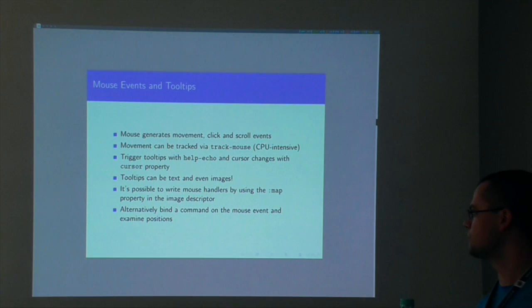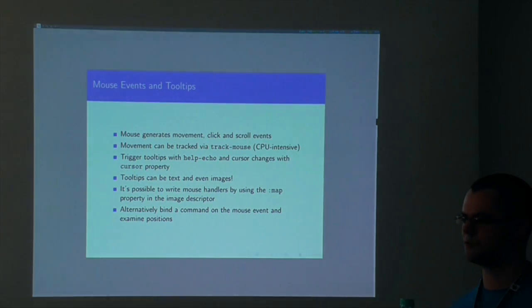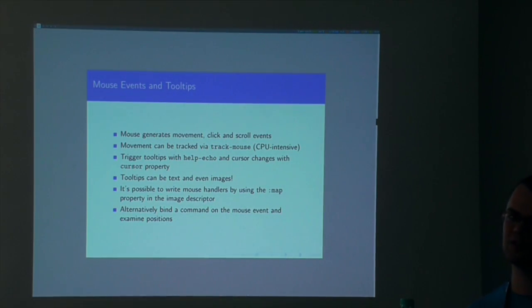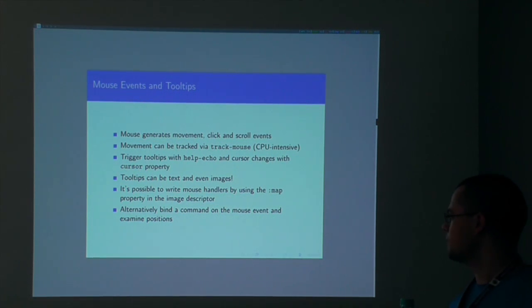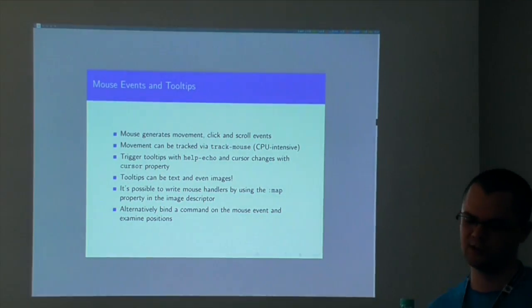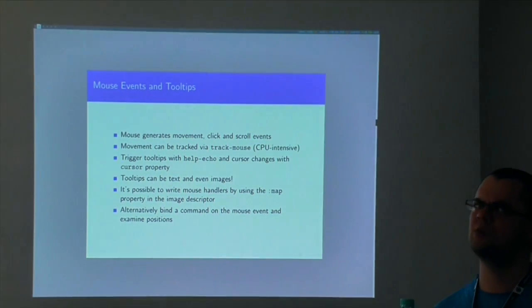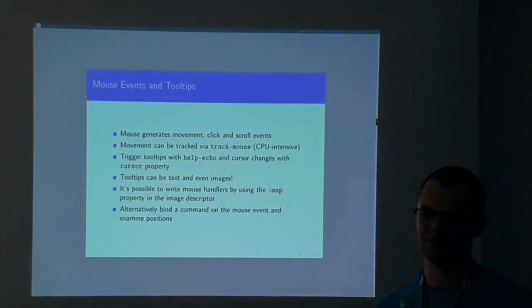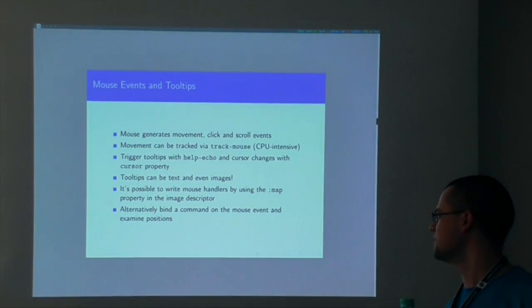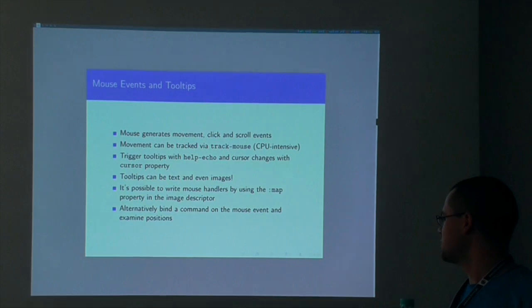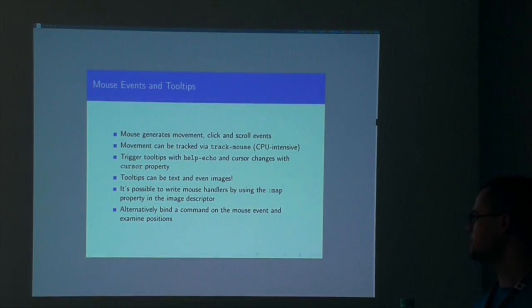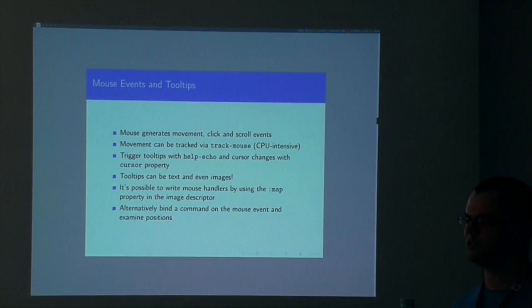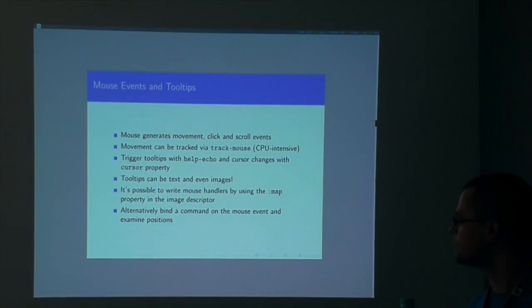Tooltips can be images, as mentioned before, but of course text, which is what they most of the time are. It is possible to write a mouse handler if you use the map property in the image descriptor. This means that if you hover over special parts of the image and click on them, you can run different code depending on where you've clicked. Maybe you have seen this in image maps, or image map tags in HTML, but it's gone out of style lately. So you can alternatively go for another way, namely binding a command to the mouse event and examining the position instead. This is what I'm doing in one of my demonstrations.